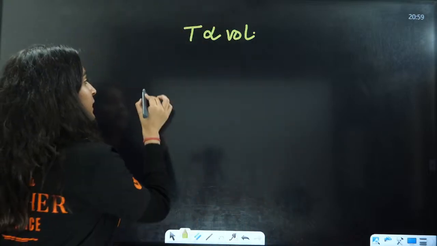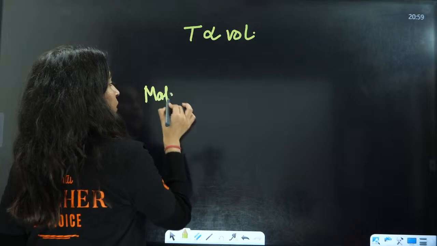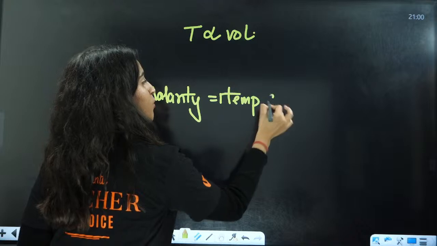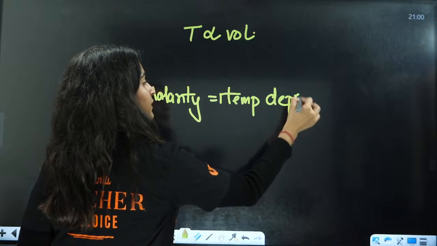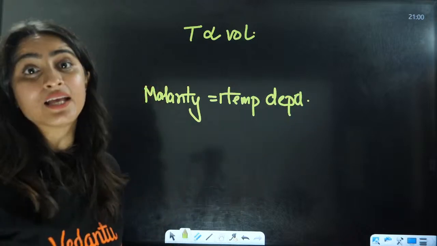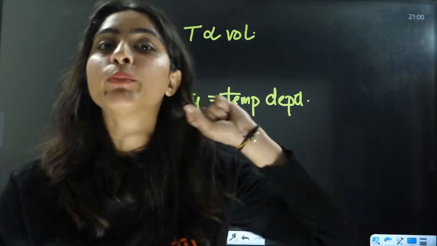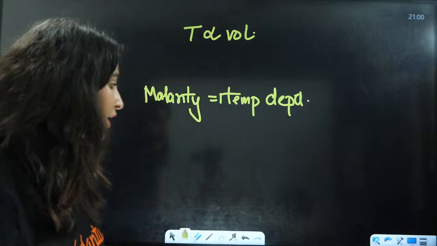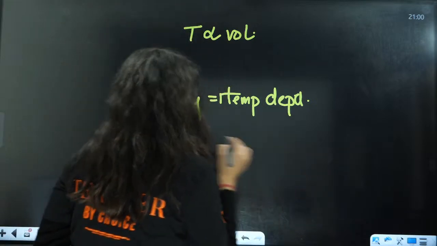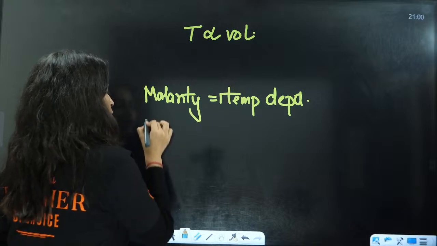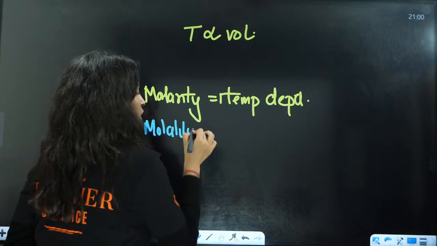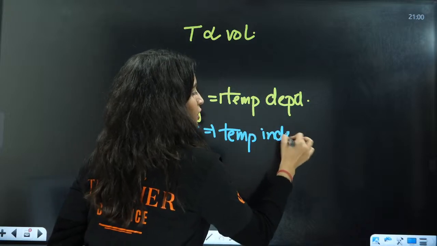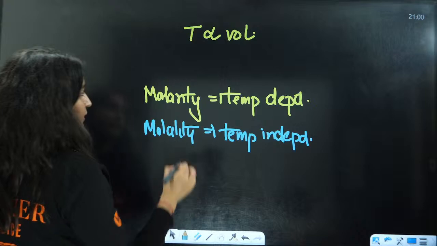So molarity will be temperature dependent, okay? Molarity will be temperature dependent. All the quantities that do not have volume in their formula are temperature independent. For example, if I write here weight by weight. No, let's talk about molarity here, okay? Molarity involves volume, so it is temperature dependent.